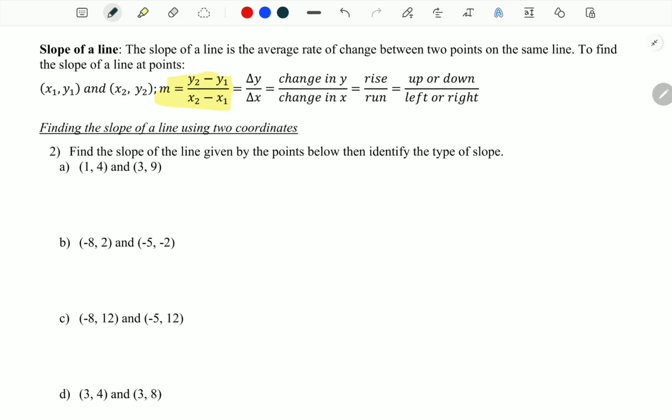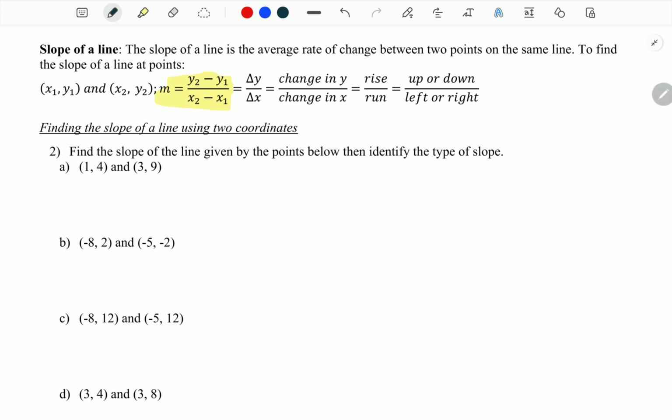There are 4 different types of slopes, and we're going to see the 4 types of slopes when we do number 2, A through D. And we're going to be using the slope formula to determine what is the rate of change of the line. Number 2 says, find the slope of the given points below and identify the type of slope. A, with a point of 1, 4 and 3, 9.